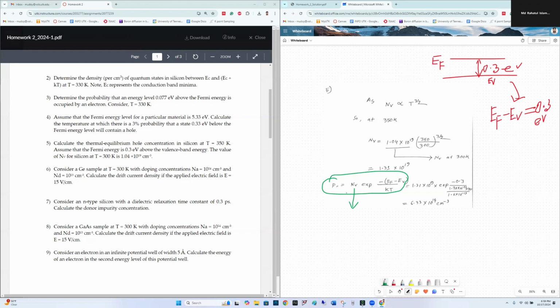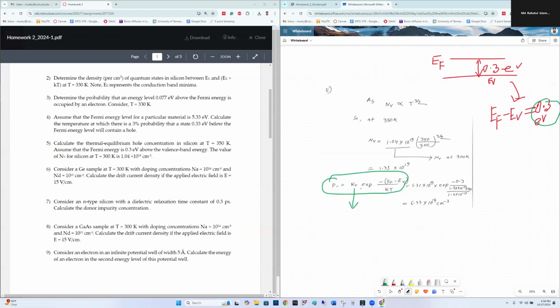So we don't have readily available NV right now to plug into this equation, but we have the term EF minus EV, which is already given here. It's 0.3 electron volt, and k is the Boltzmann constant, and the temperature is 350 Kelvin. And so we do not have NV yet.